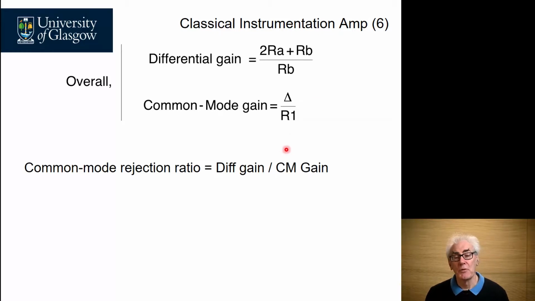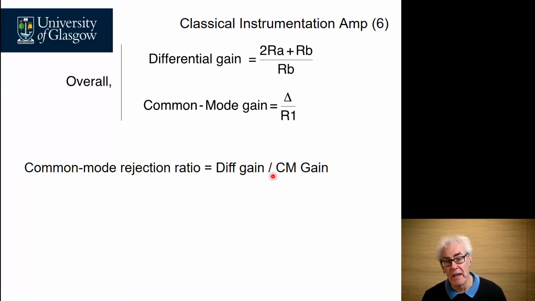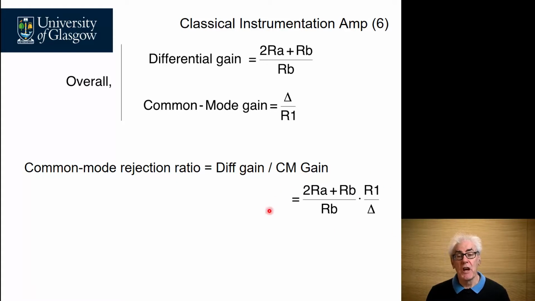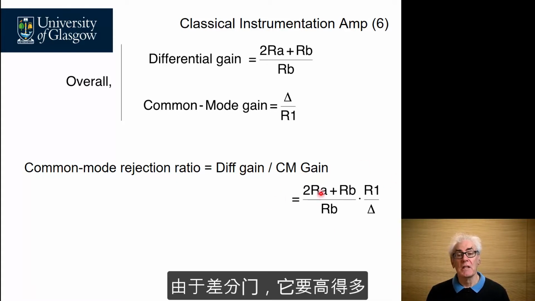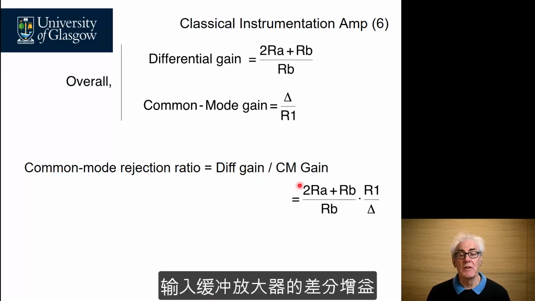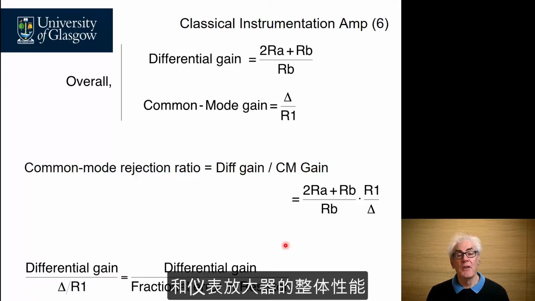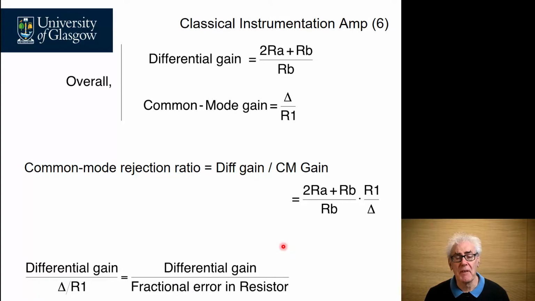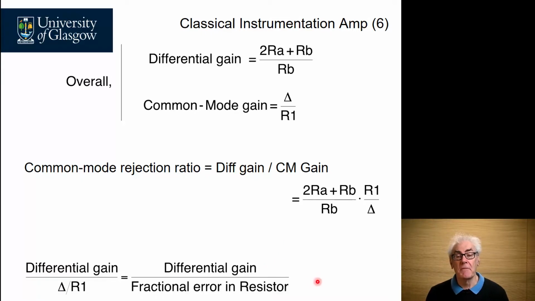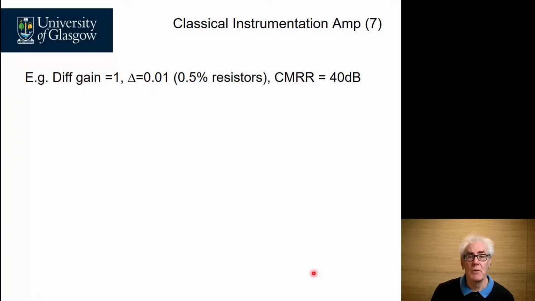Calculating out our common mode rejection ratio, which we know from definition and previously is the differential gain divided by common mode gain, we now have a common mode rejection ratio here, which is much higher because of the differential gain of the input buffer amplifier, and the overall performance of the instrumentation amplifier is equal to the differential gain divided by the fractional error in the resistors. So let's plug some numbers into that and see what that really means.